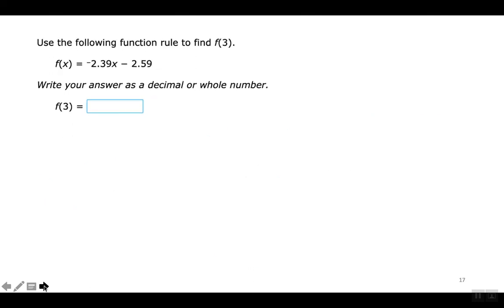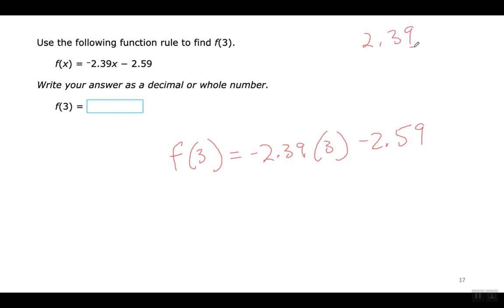Okay, I think this is the last one, I'm pretty sure. Alright, I don't know why I put this one, it's pretty easy, but let's just go over it real quick. F of 3 equals negative 2.39 times 3 minus 2.59. Alright, so the order of operations tells me that first I gotta multiply. La orden de operación me dice que primero tengo que multiplicar. A positive times a negative equals a negative. Now I'm gonna multiply 3 times 2.39. You can do that mental math.